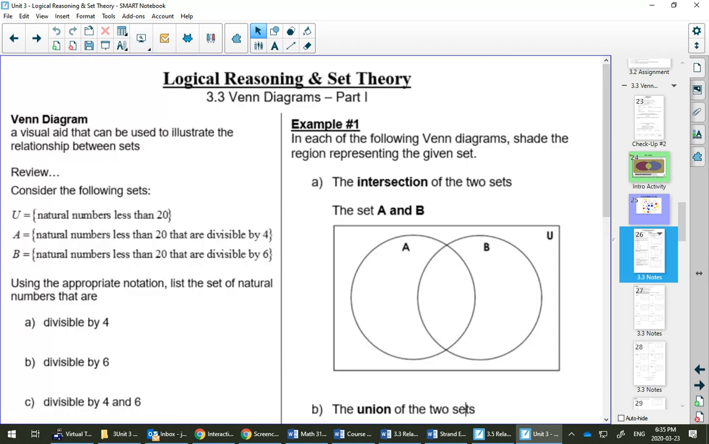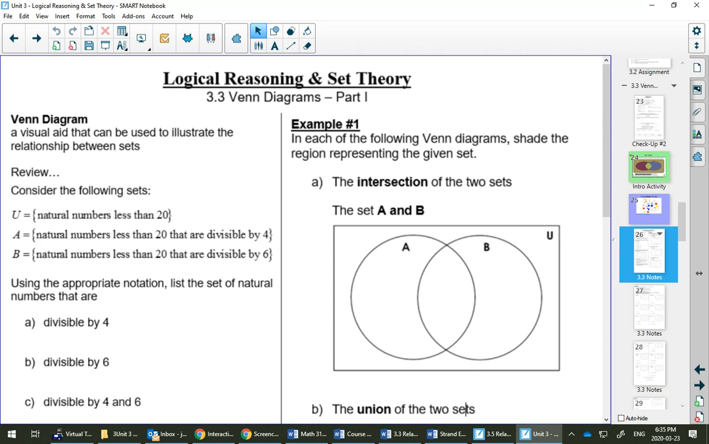And so we'll look first of all at what a Venn diagram is. You've probably used Venn diagrams in social studies. It's probably one of the more common places to use it besides math. But Venn diagrams are essentially just a visual aid. You might have used them as a graphic organizer in the past. So, a visual aid, they can be used to illustrate the relationship between sets.